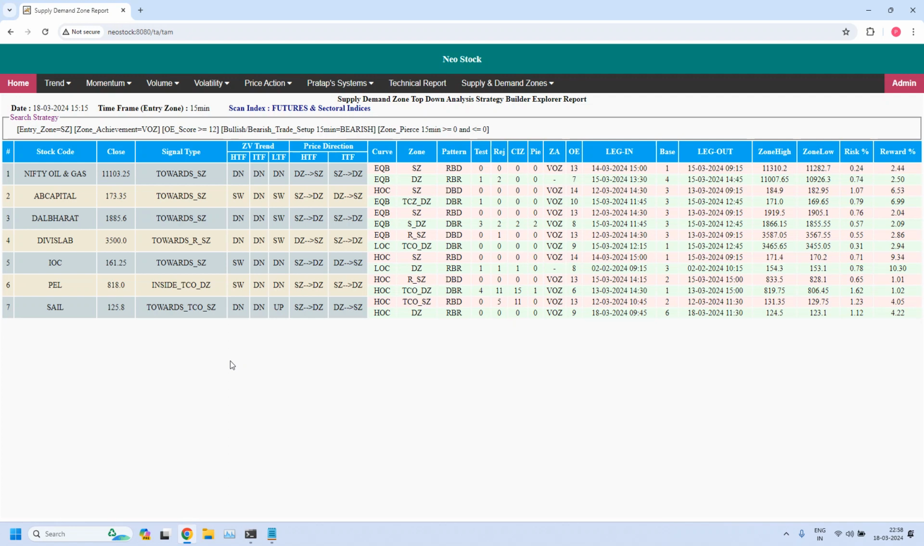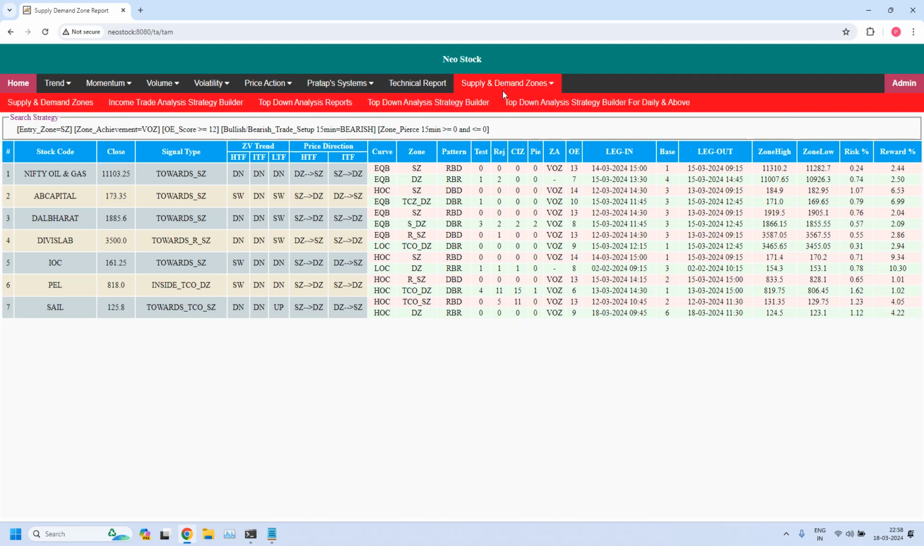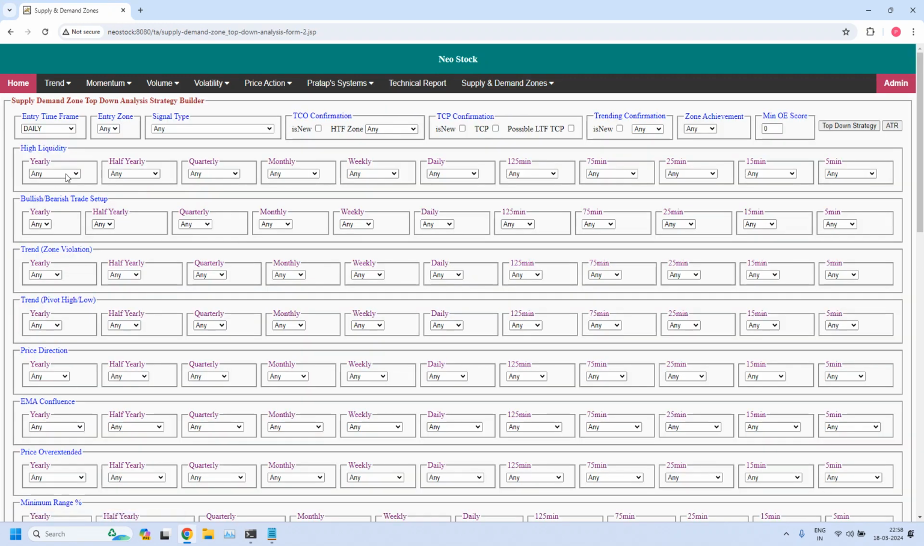Okay, now let us generate for hourly income trade. In our hourly income trade, we set 75 minutes as HTF, 15 minutes as ITF, and 5 minutes as LTF. Your entry time frame should be 5 minutes, because this is hourly income trade, the LTF zone, lower time frame zone, should be 5 minutes.